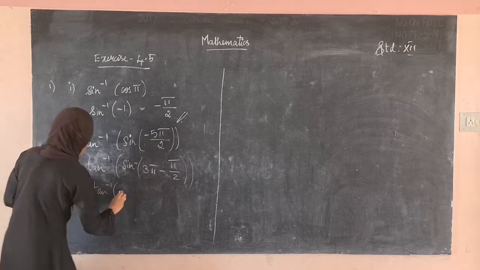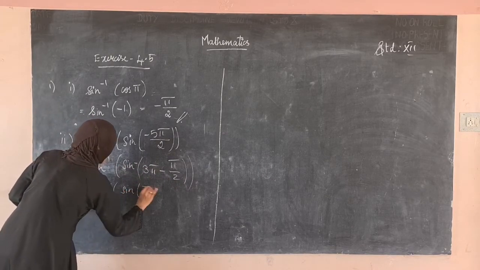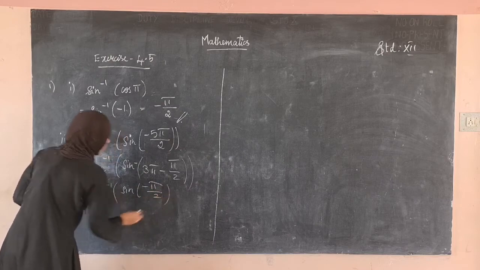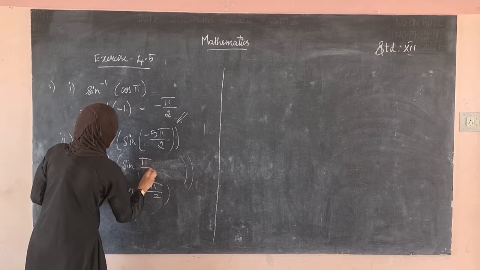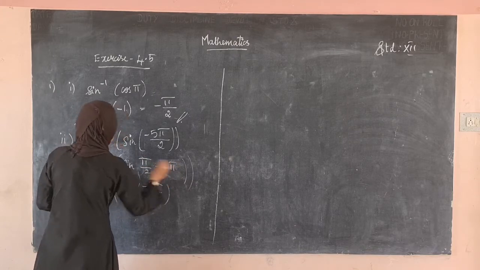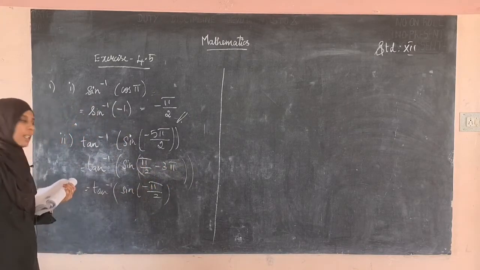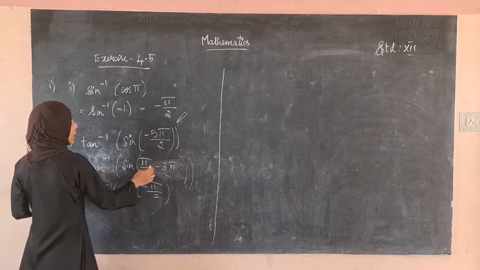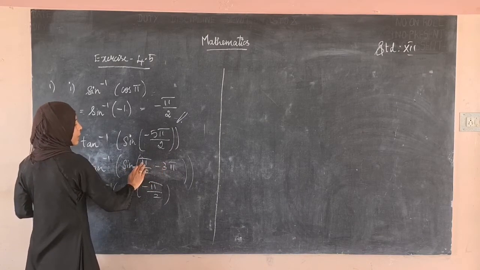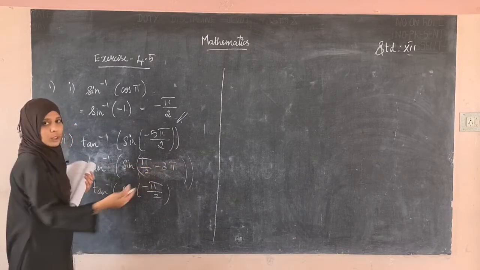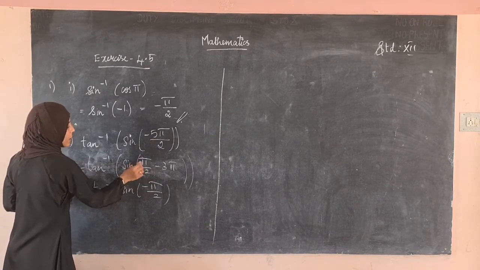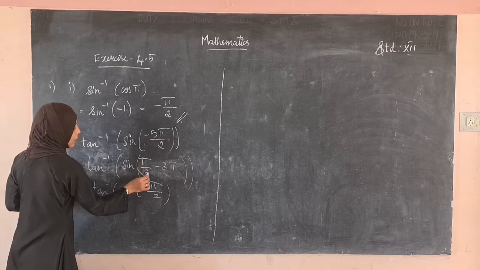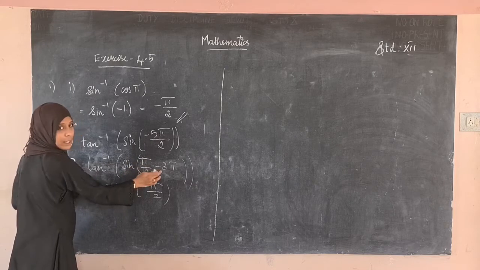Sine of minus, this becomes sine of minus pi by 2. This can be written as pi by 2 minus 3 pi, right? Pi by 2 minus 3 pi. Now what happens? 2 into 3 pi is 6 pi. Therefore, pi minus 6 pi divided by 2. What's the answer? Minus 5 pi divided by 2. We have written directly minus 5 pi divided by 2. Therefore, this can be written as pi by 2 minus 3 pi.